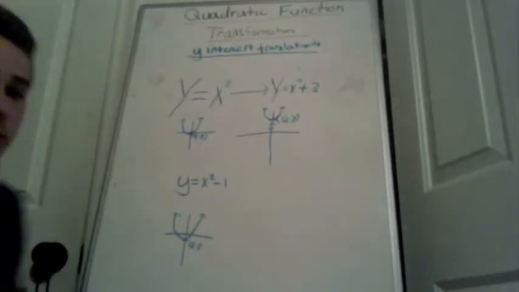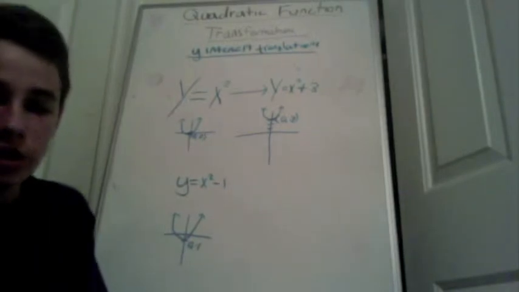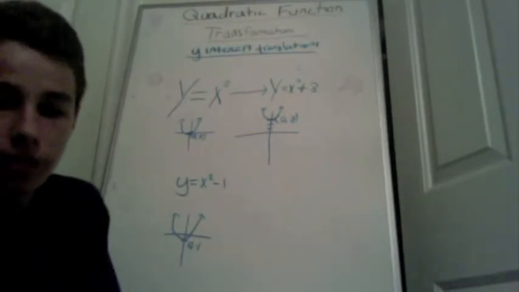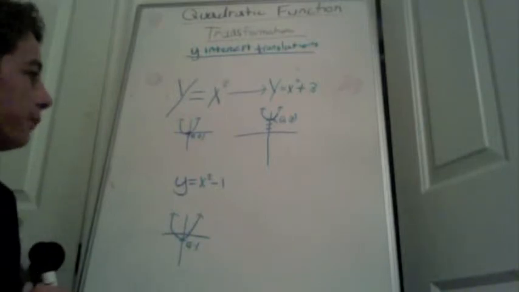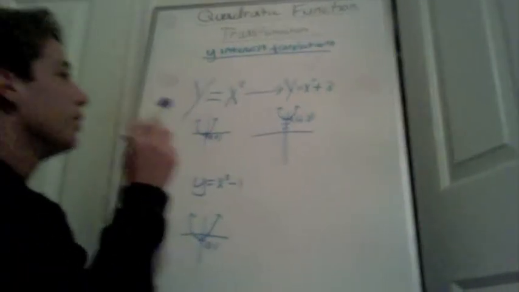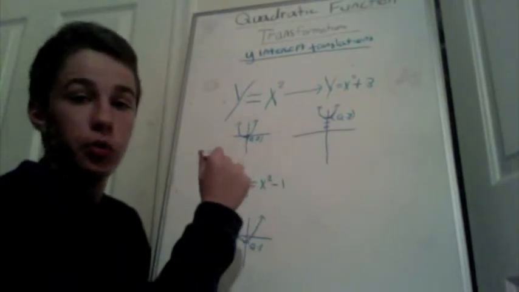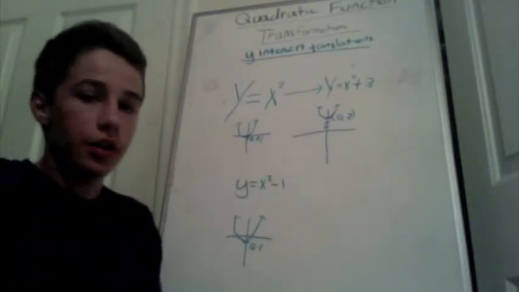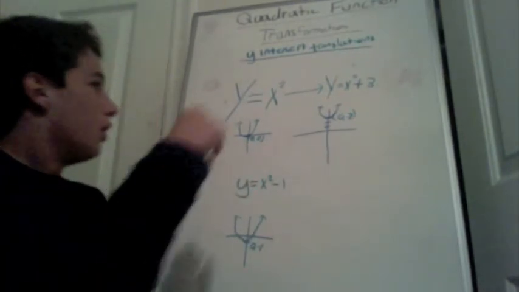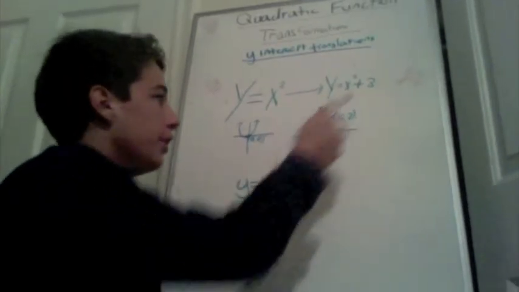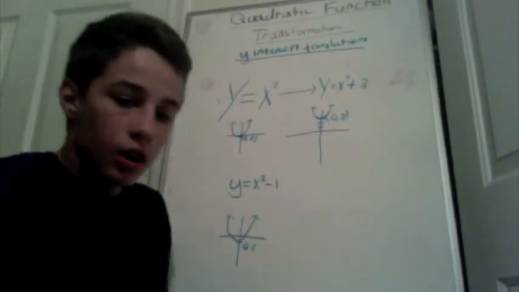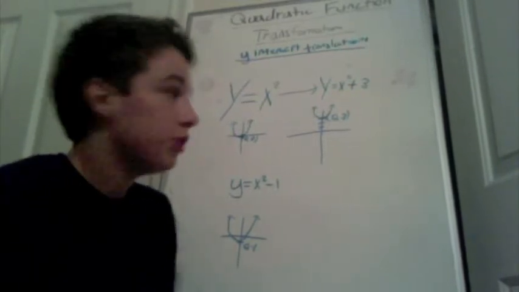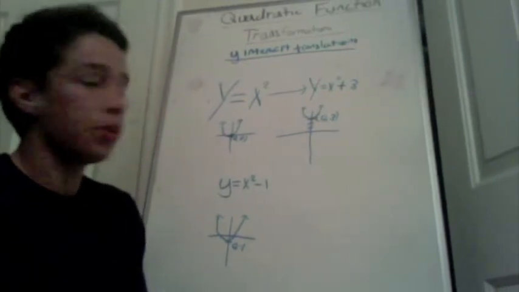Alright, that is pretty much all that there is going to be to the y-intercept translations. Just remember that this determines where the vertex will be, not necessarily where the y-intercept will be. If you're adding, you move up. If you're subtracting, you move down. Alright, that's all it is for y-intercept translations.